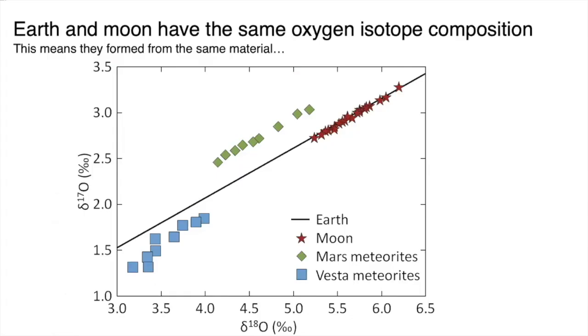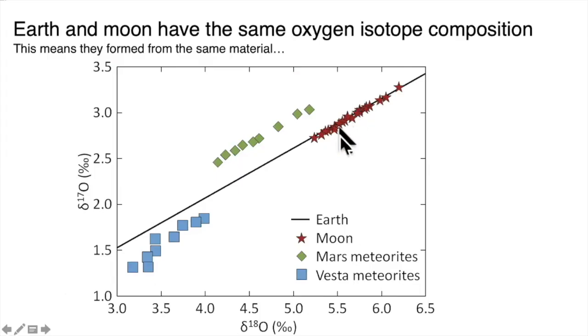This Greek letter delta here is just a way of expressing relatively small differences in isotope ratios relative to a known value. And this symbol here is per mil, which suggests how small these changes are. Per mil is like percent, but it's out of 1,000 instead of 100. So 4 per mil is 4 out of 1,000, or 0.4%.